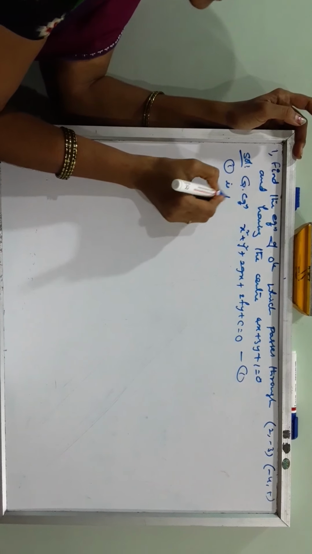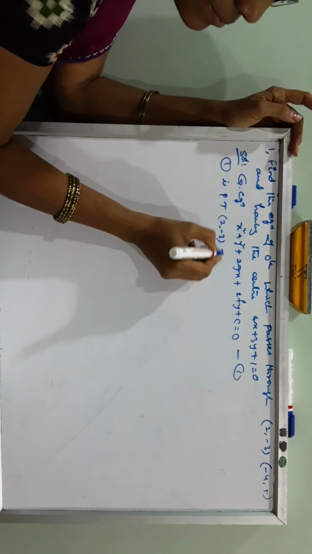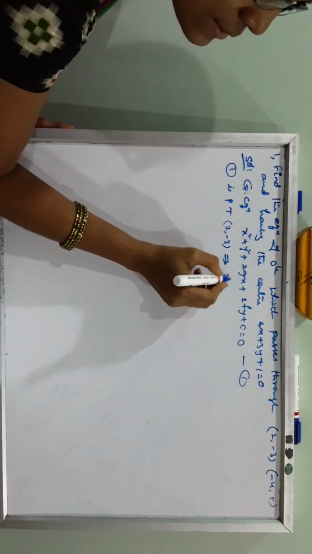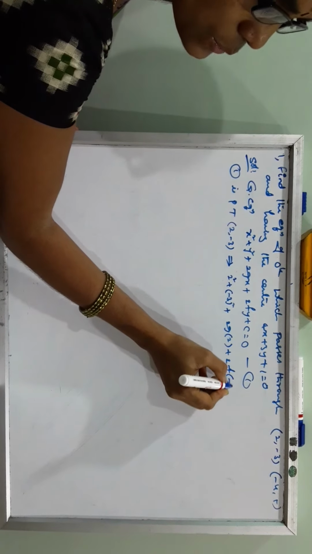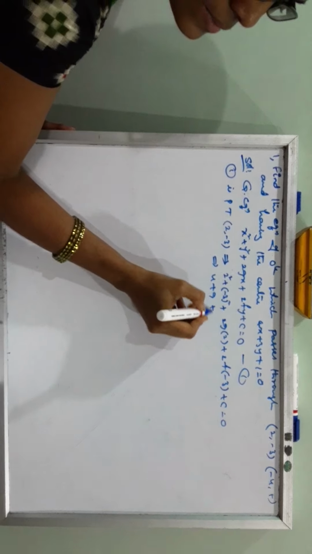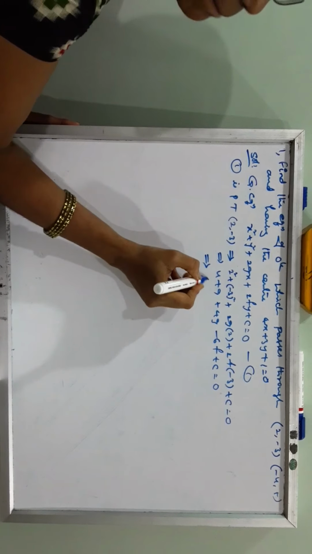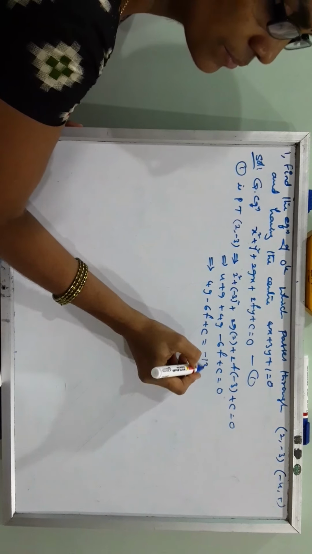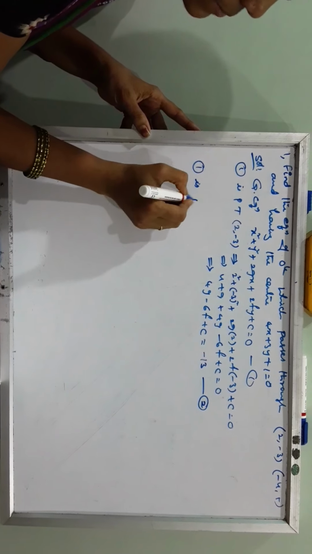Now equation 1 is passing through the given first point (2, -3), which implies put x = 2 and y = -3. So (2)² + (-3)² + 2g(2) + 2f(-3) + c = 0. This implies 4 + 9 + 4g - 6f + c = 0, so 4g - 6f + c = -13. Equation 2.